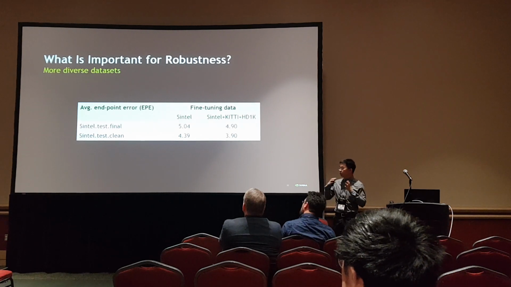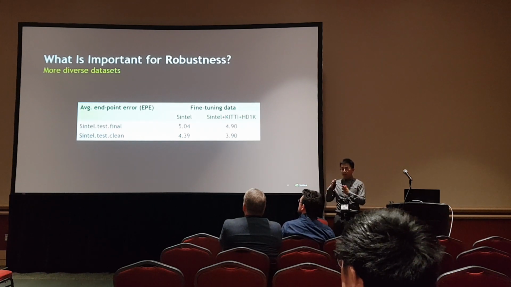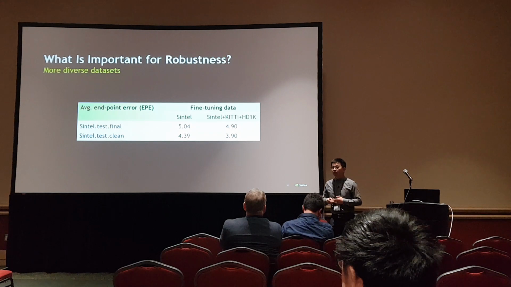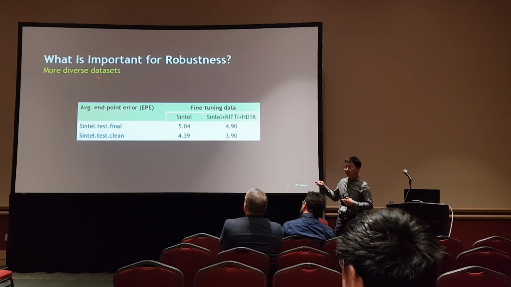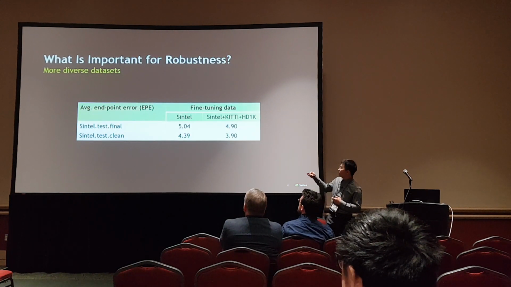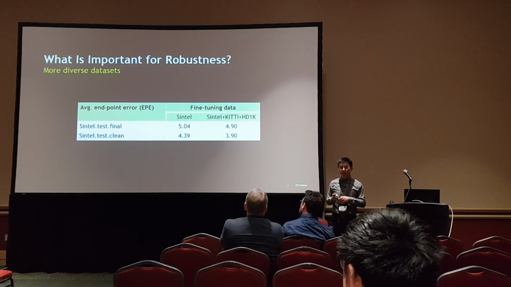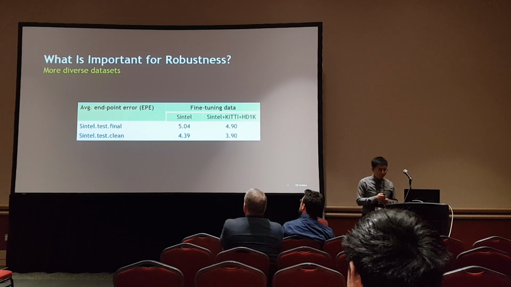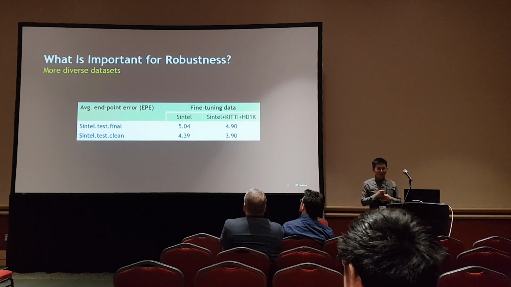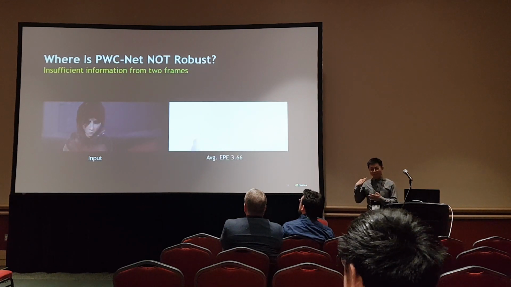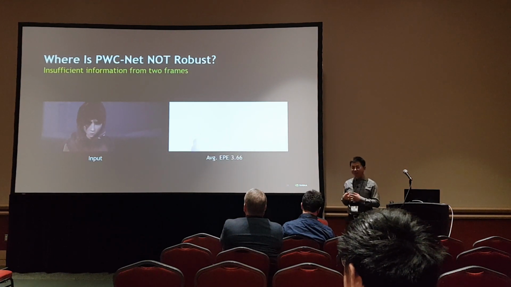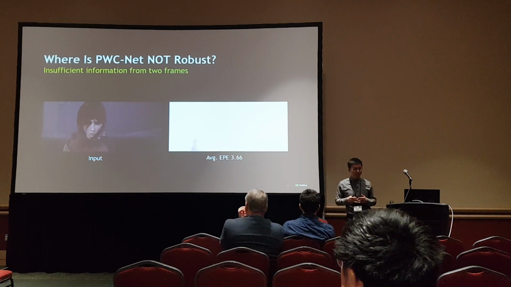For example, when the training and the test data sets do not have much overlap, it helps to use more diverse data sets. For example, compare with training just using the Sintel training data set. If we add KITTI and HD1K, we see some concrete improvement. But during the process, I learned actually PWC-Net is not as robust as I hoped. It still makes a lot of mistakes.